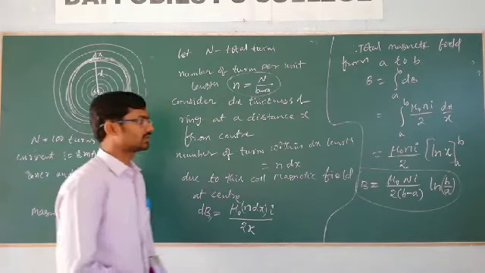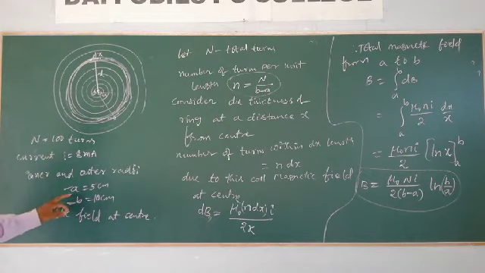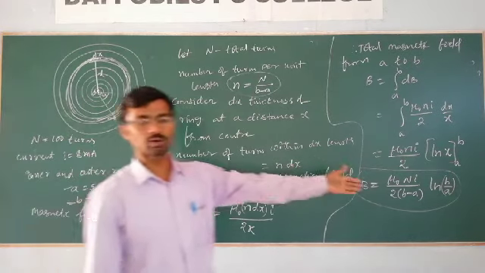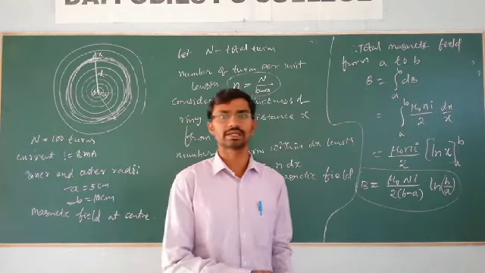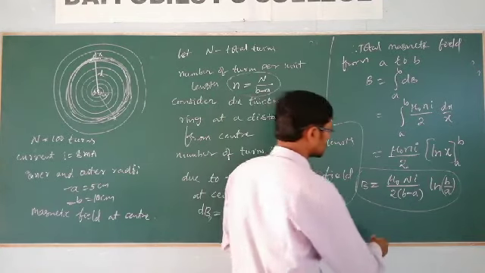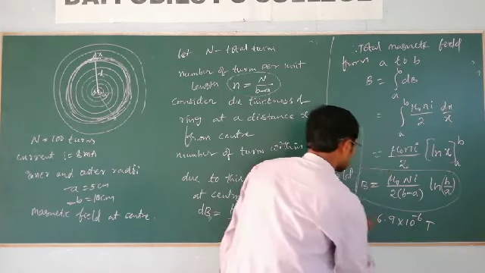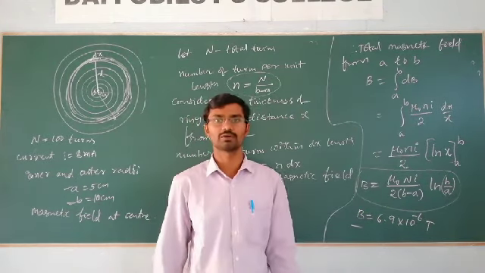Now you can substitute values. N is given as 100 turns, I is 8 milliampere, A is 5 cm, B is 10 centimeter, and mu naught is 4 pi into 10 power minus 7 henry per meter. Substituting all the values and calculating, we get the answer as 6.9 into 10 power minus 6 tesla.